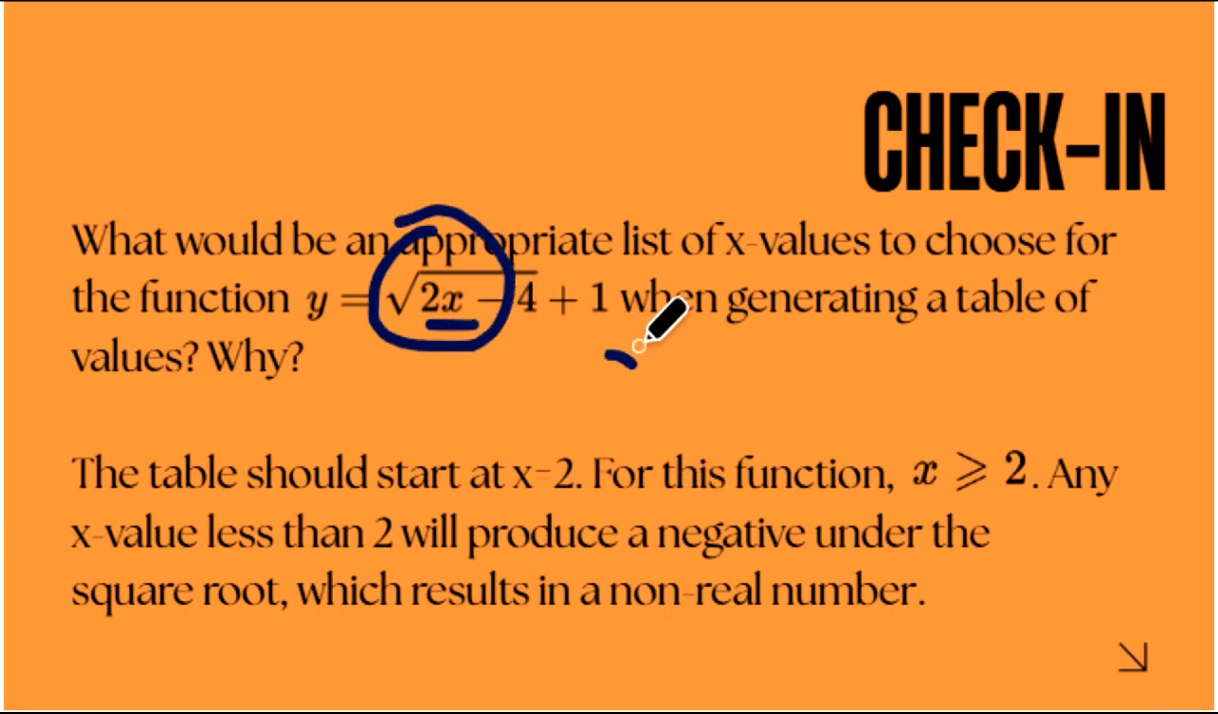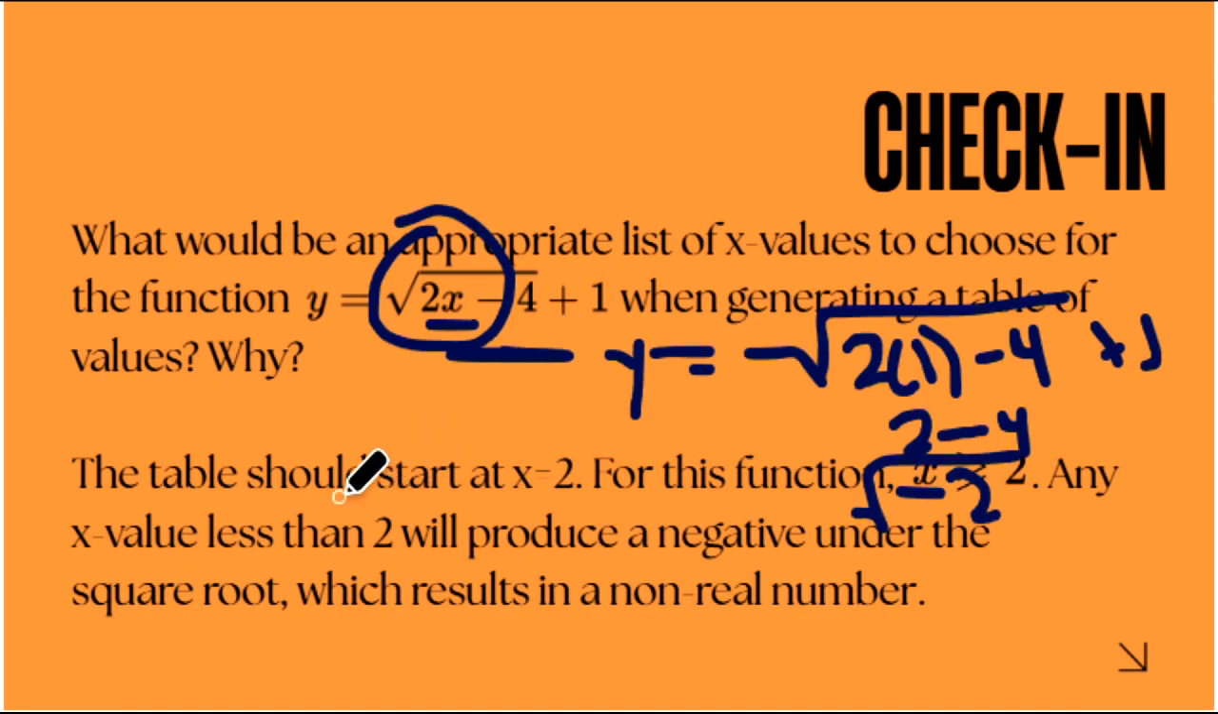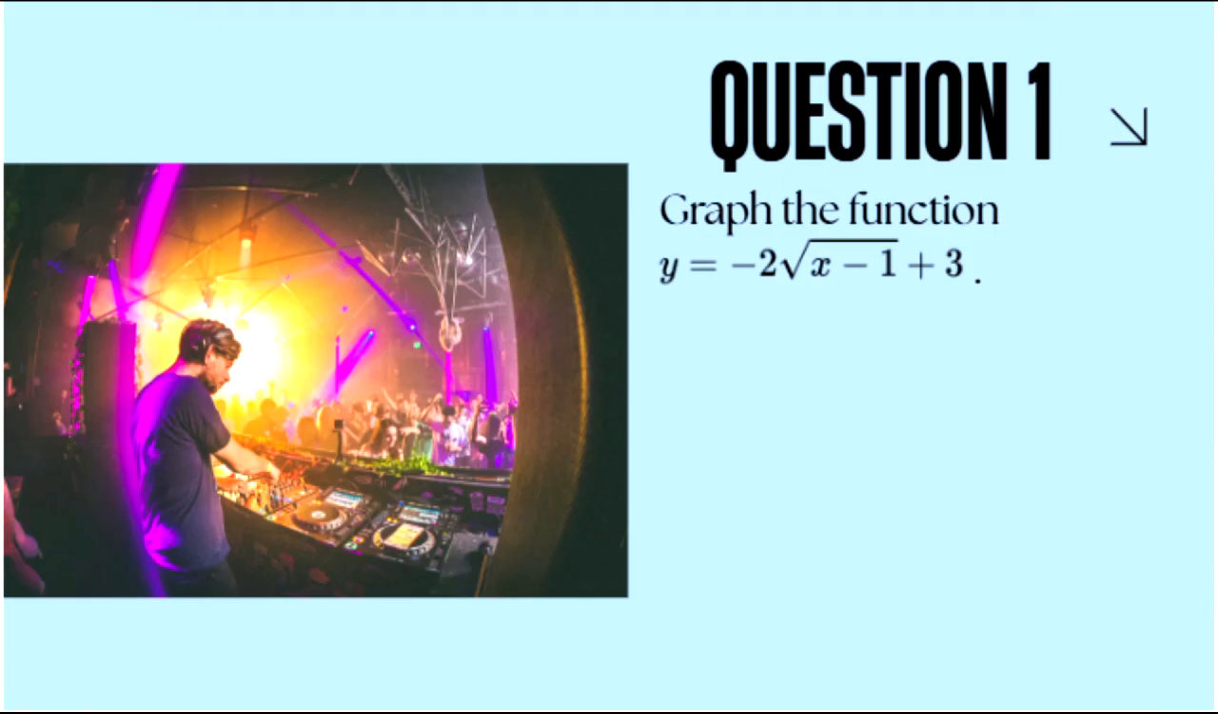Let's do a little test. Let's say x equals 1. Y equals the square root of 2 times 1 minus 4, plus 1. 2 times 1 is 2, minus 4 gives us negative 2, and you cannot take the square root of a negative number. So that makes sense. Maybe it's based on this number. Maybe we have to have a number that equals at least 0. So 2 times something is going to have to get us to at least 0. That's possible. We'll see if we can figure it out.